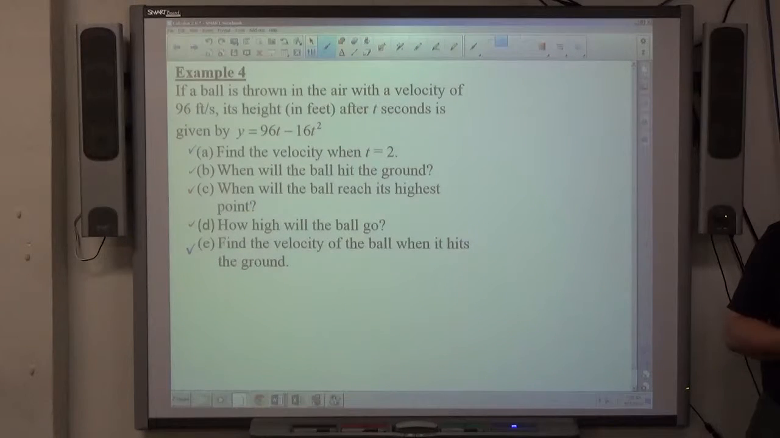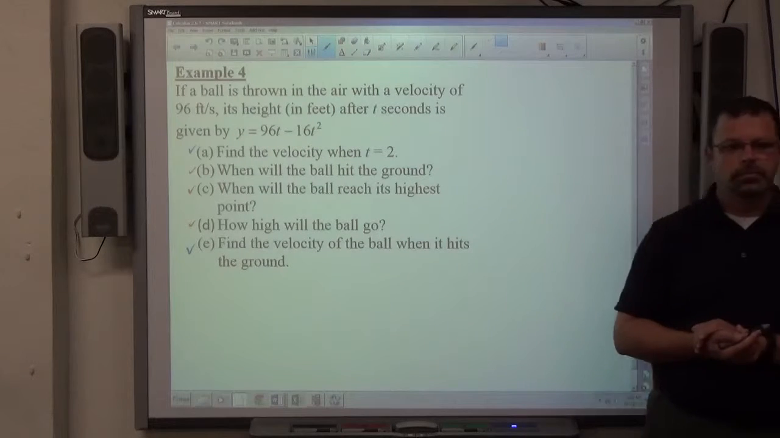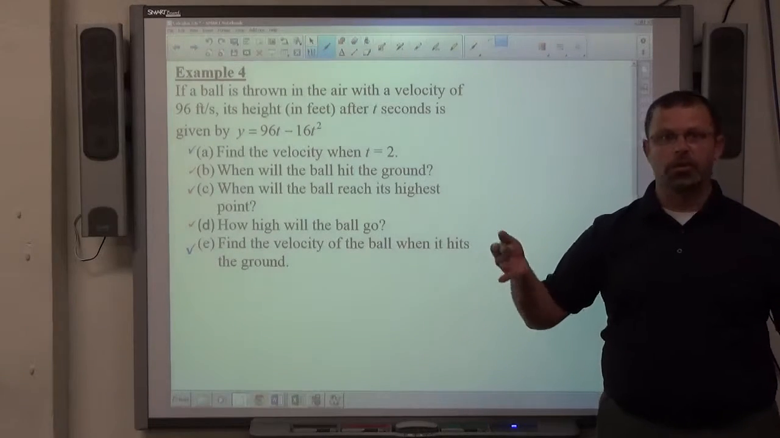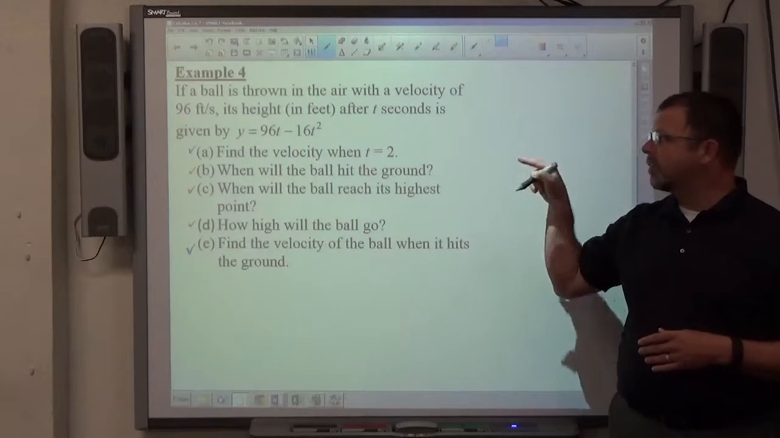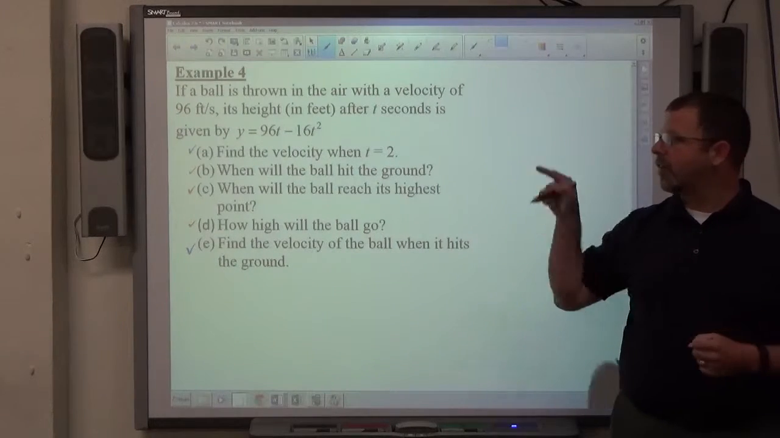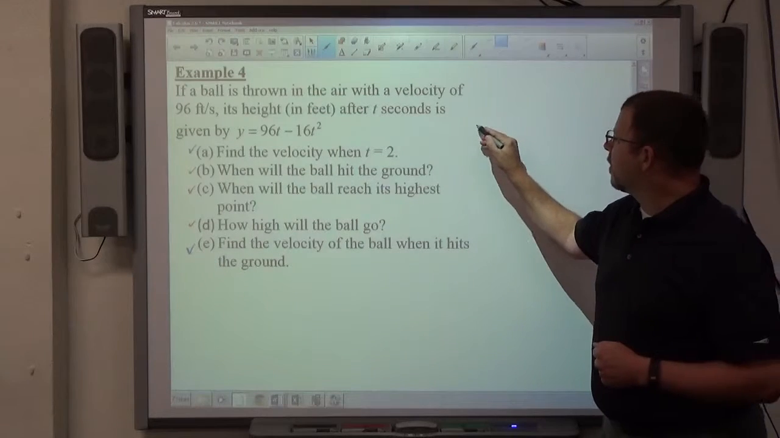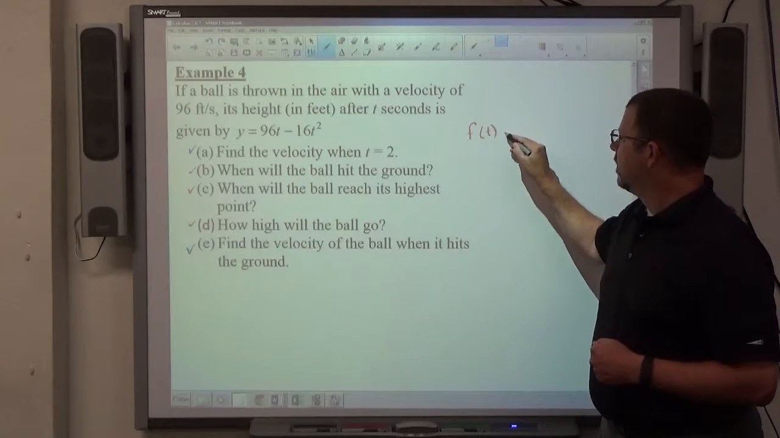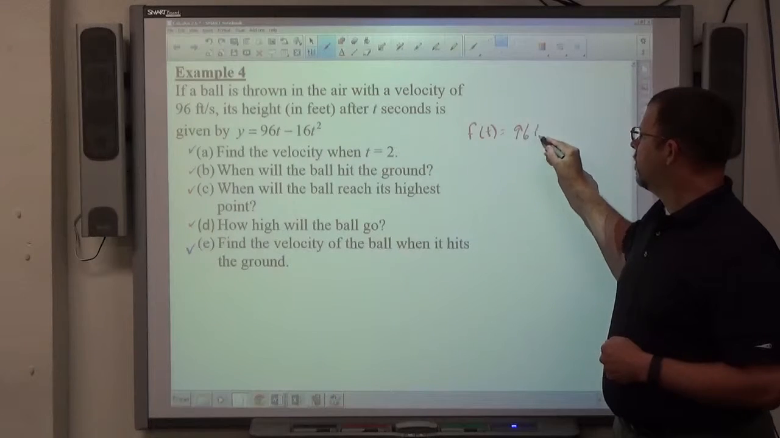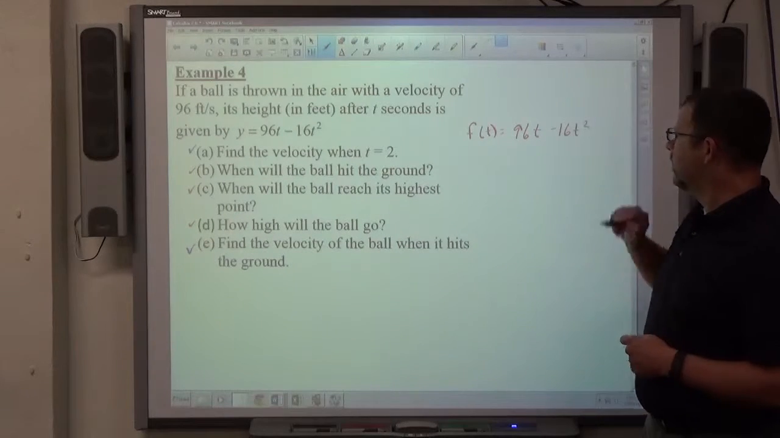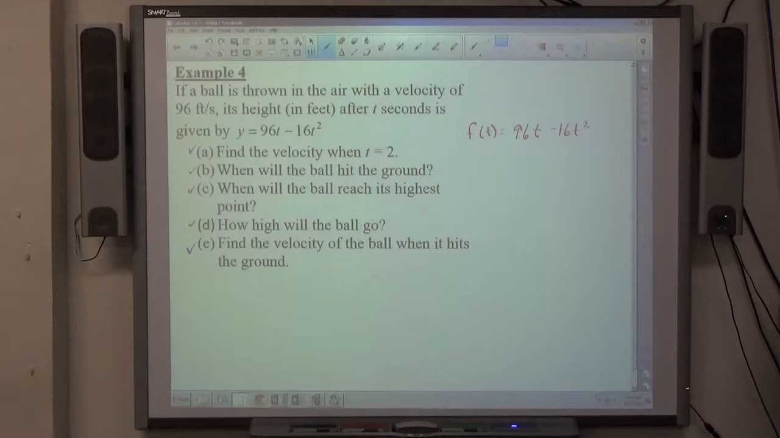I just said velocity is what? Feet over time. Change of distance over change of time, also known as slope, right? So if I'm asked to find anything about velocity, the first thing I want to do is find the slope of that equation, the slope formula. So what we're looking at is a function f of t, which is 96t minus 16t squared. And I want to find the slope of that function.